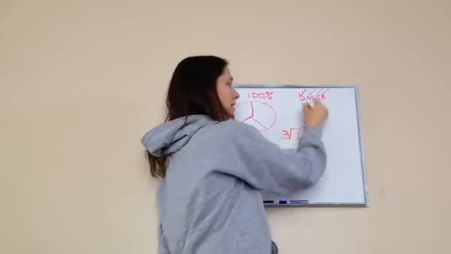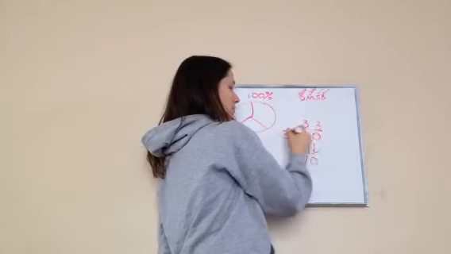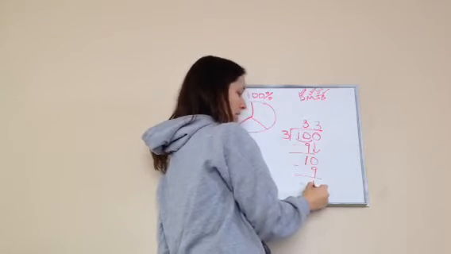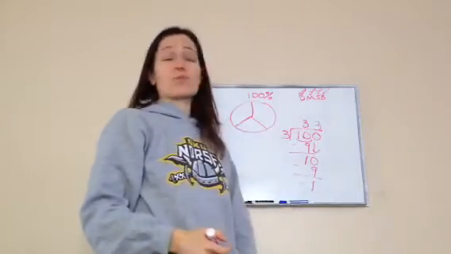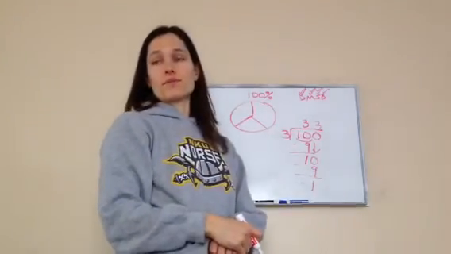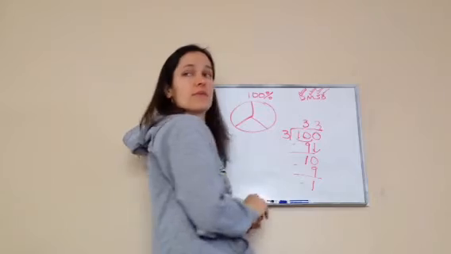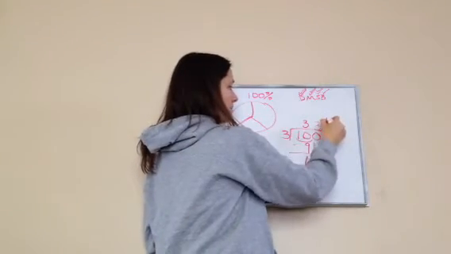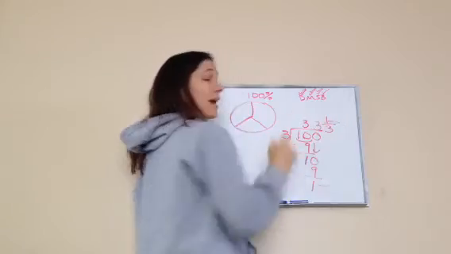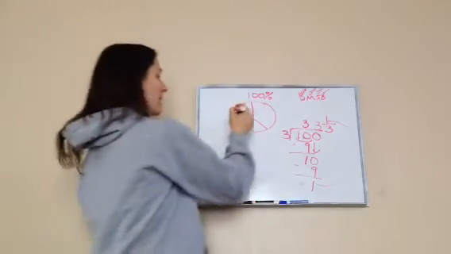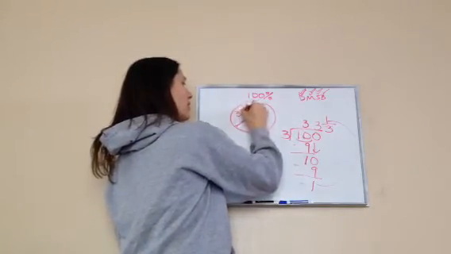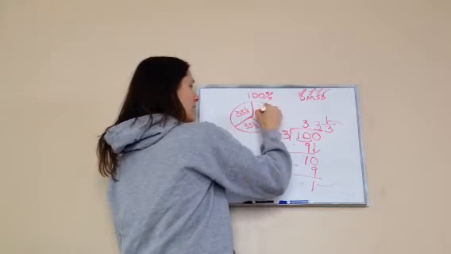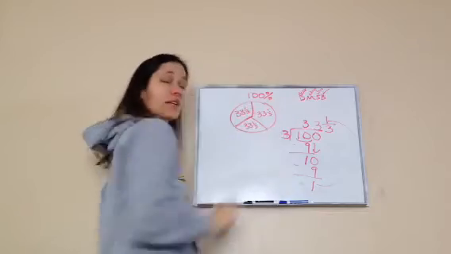3 times 3. Multiply. 3 times 3 is 9. Subtract. 1. Bring down. Nothing to bring down. So what happens to this 1? Remainder. No. Oh, 1 out of 3. Yes, bring it up. Slide this 3 over. So guess what? That means that this is 33 1/3%. This is 33 1/3%. This is 33 1/3%.